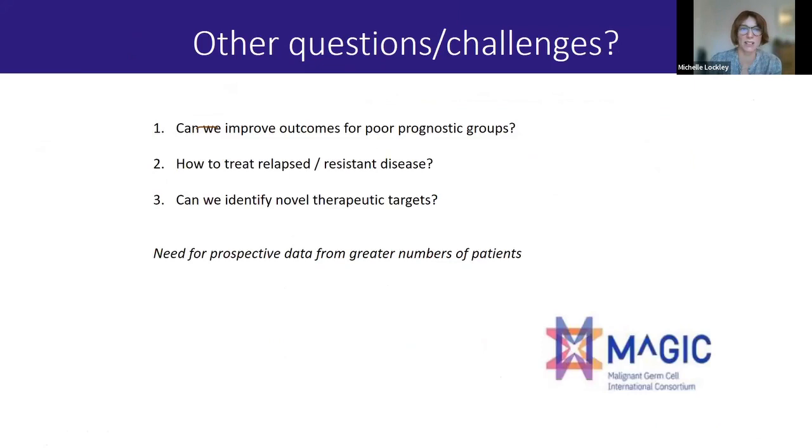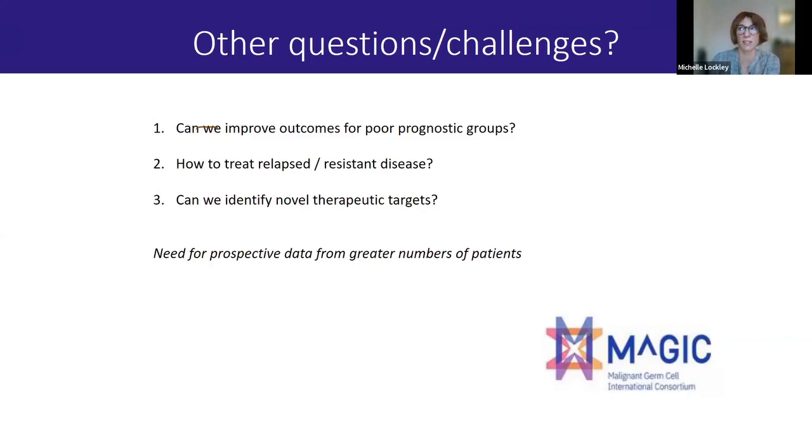But I think the big questions going forward are, can we improve the outcomes from these poor prognostic groups? We haven't talked at all about how to treat relapsed and resistant disease, and that's because there is no consensus. They tend to be treated in specialist centres where people have their preferred combinations. And can we identify novel therapeutic targets? And as I alluded to earlier, I think we really do need data from more patients.